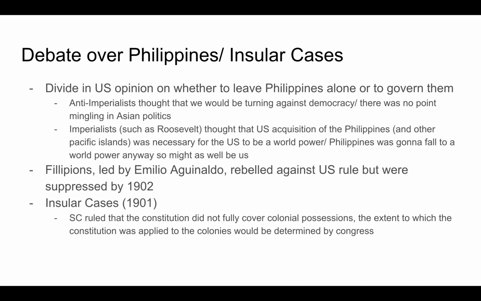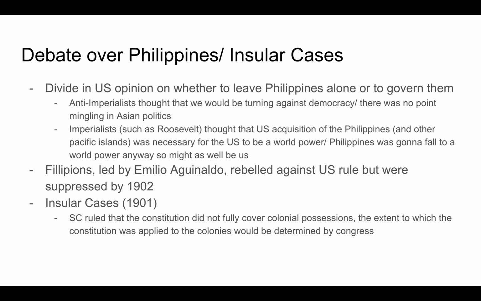Debate over the Philippines and the Insular Cases. There was a big divide in U.S. opinion on whether to leave the Philippines alone or to govern them. Anti-imperialists thought that we would be turning against democracy, and there was no point in mingling in Asian politics. Imperialists such as Roosevelt thought that U.S. acquisition of the Philippines and other Pacific islands was necessary for the U.S. to be a world power, and the Philippines was going to fall to a world power anyway, so it might as well be us.